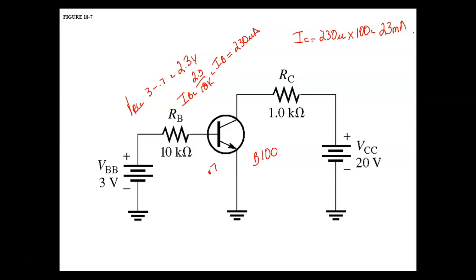Are we okay so far? What laws are we using? We're using nothing but Ohm's law, right? The only thing that we did was use that 0.7 of a volt, and we need to know the beta. Okay, now I can calculate the voltage drop across RC, VRC. VRC would be equal to what? 1K times 23 milli.